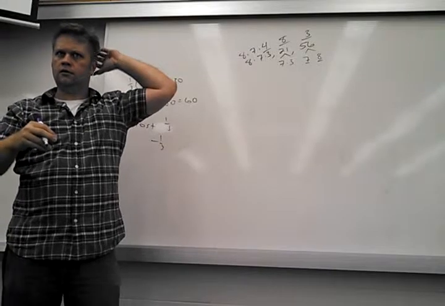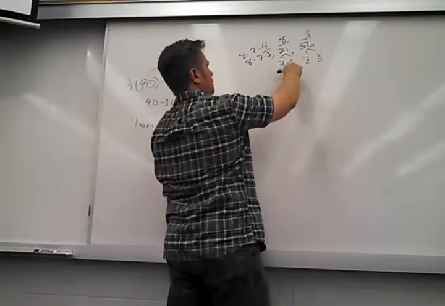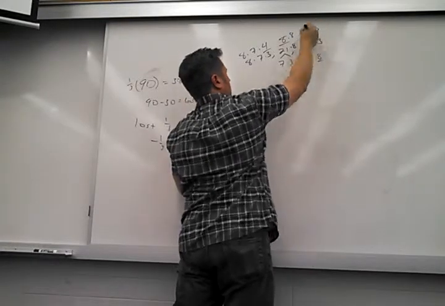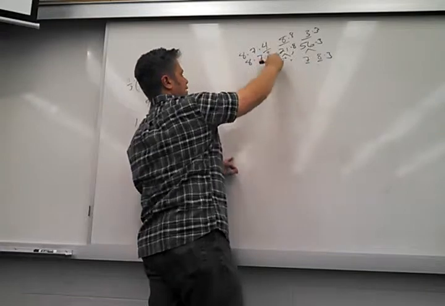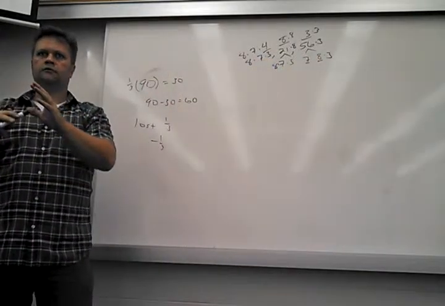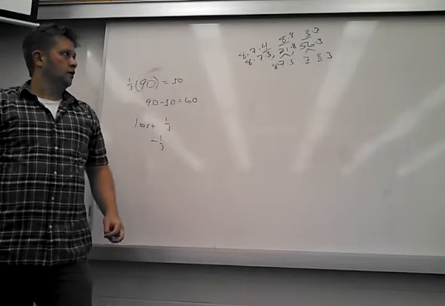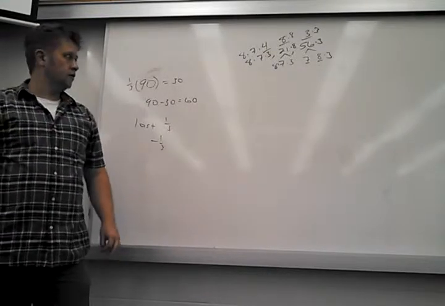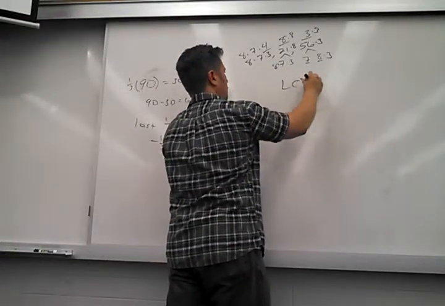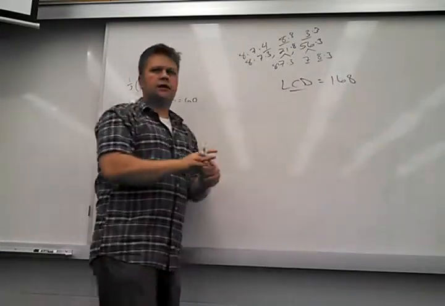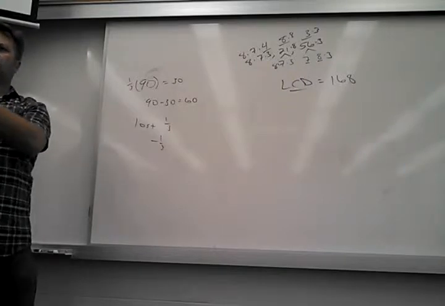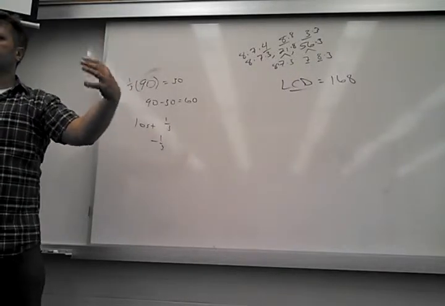You guys with me? And then what's the middle dude missing? 8. And the last dude's missing 3. See, now they're all 8, 7, 3. They're all the same number on the bottom, which is what number? What is that number? 56? 168. Cool. So the LCD here would be 168. But you see how that process works? No matter if you have numbers, or you have letters, or you have more than 2 fractions, that process works.